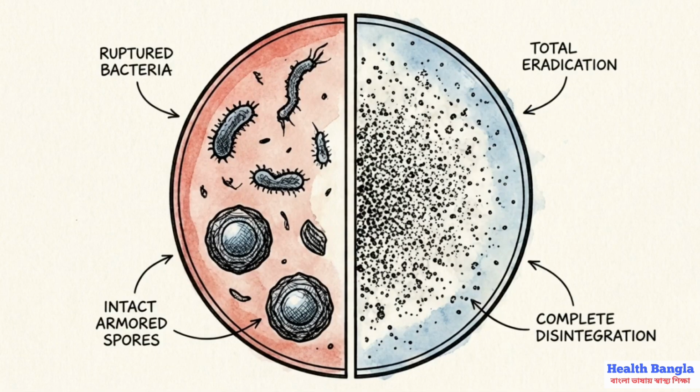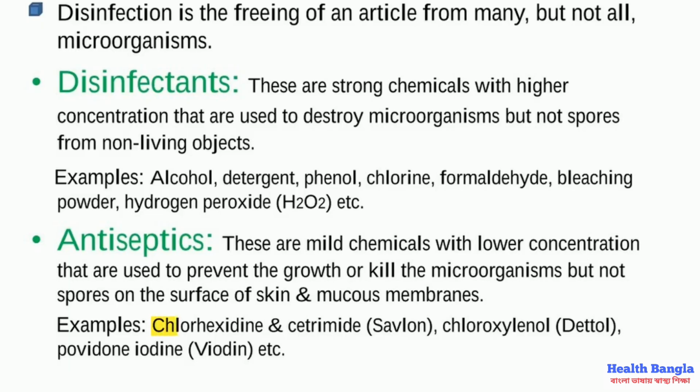technically distinct methods, disinfection on the left and sterilization on the right. Disinfection uses strong chemicals like alcohol or formaldehyde to kill many microorganisms. However, it leaves bacterial spores viable and dangerous. Mild antiseptics used on the skin, such as chlorhexidine, operate under this same principle. They prevent growth or kill some organisms, but they do not achieve complete biological neutralization.